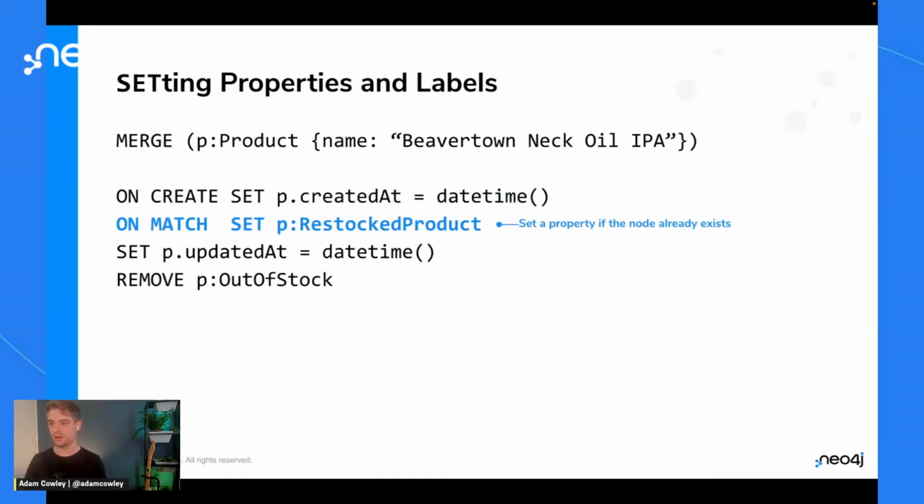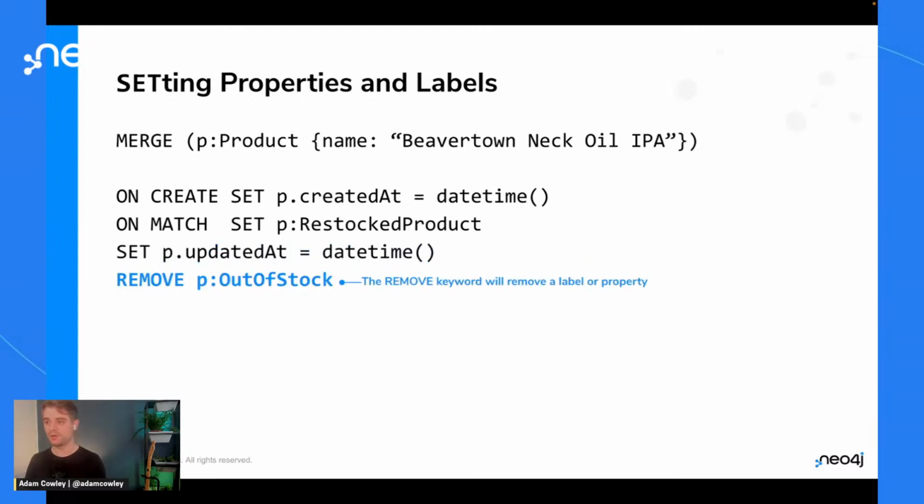If the node already exists in the database, we can set, in this case, an additional property to say that it's a restock product. So maybe we're doing an import to update stock levels, and we can say this is restocked. We can use just the set keyword to set a property regardless of whether this is a merge and it's been created or matched. We can set a property. So in this case, set the updatedAt property to be the current date time.